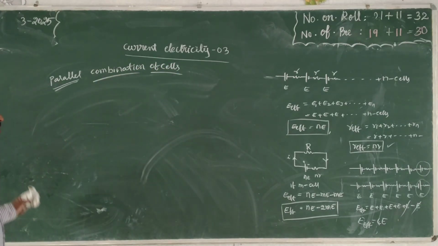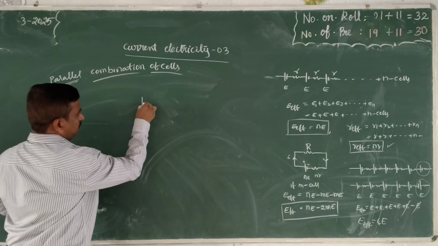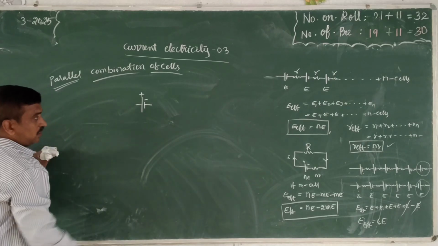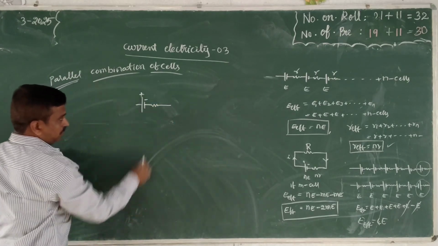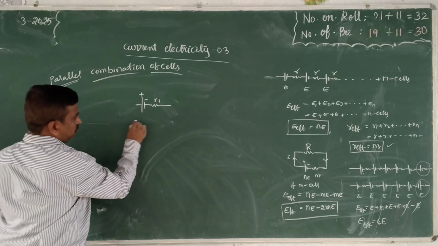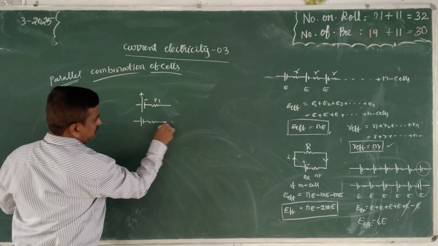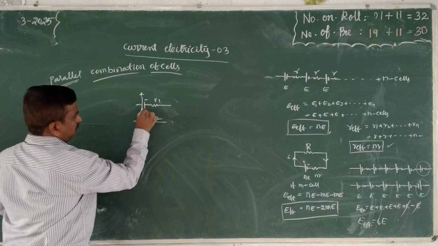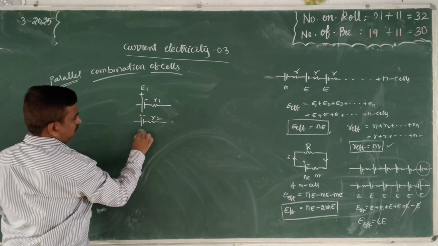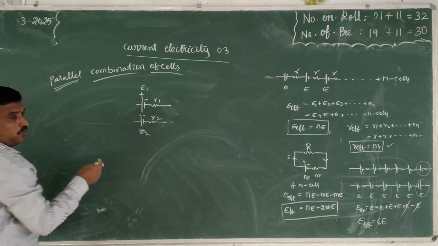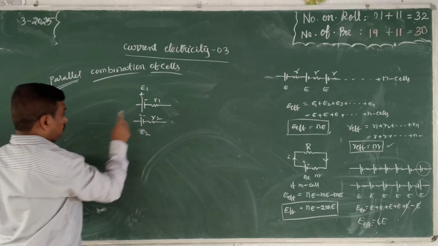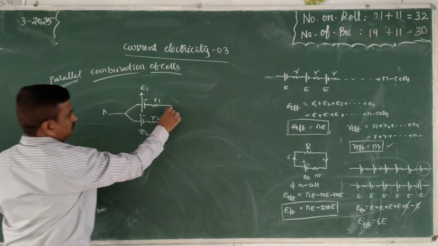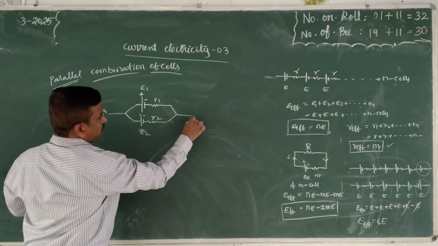Parallel combination means, see, it is the cell: a long line and a short line. The long line is positive, the short line is negative. Internal resistance R1. See one more cell here, its resistance is R2. The EMFs are E1 and E2. The two positive terminals are connected to a fixed point A, and the negative terminals are connected to a fixed point B.